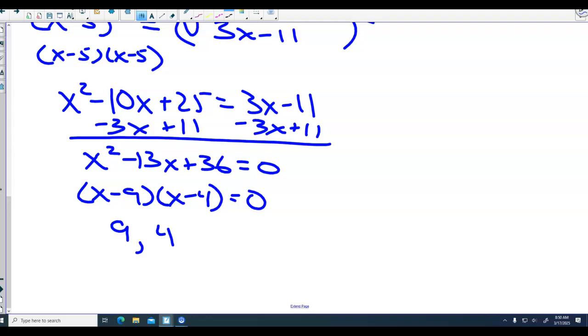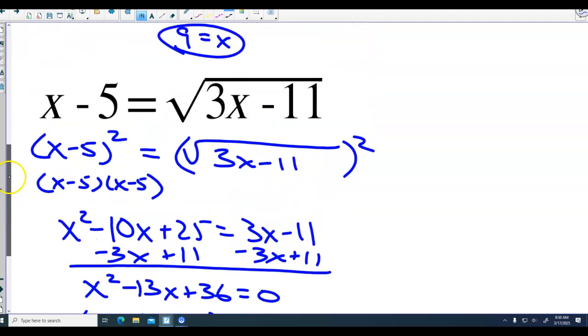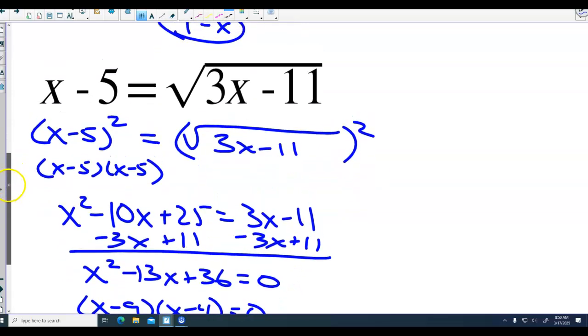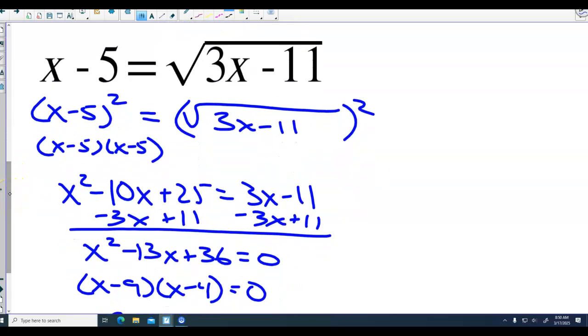Now this is where you have to check your work. There's something in math called the extraneous solution. And this is what it means. If I put 9 in, 9 minus 5 is 4. Good. 3 times 9 is 27, and 27 minus 11 is 16, and the square root of 16 is 4. So I'm good there.